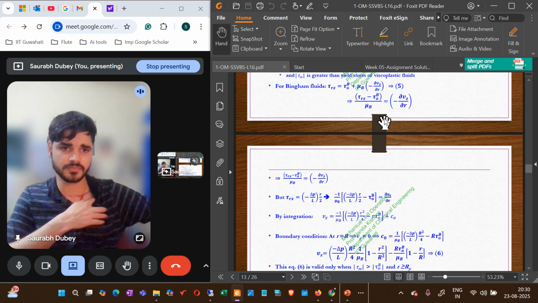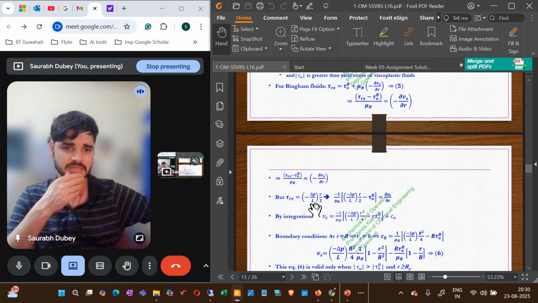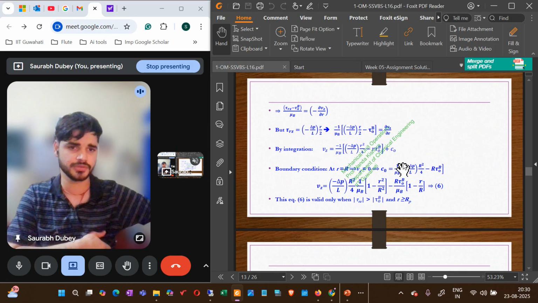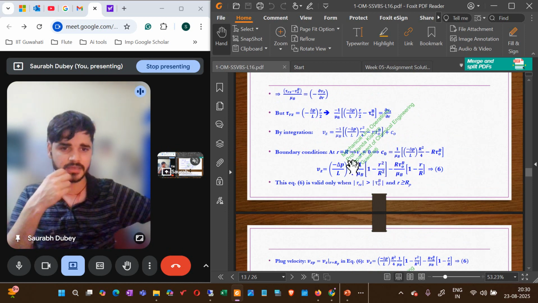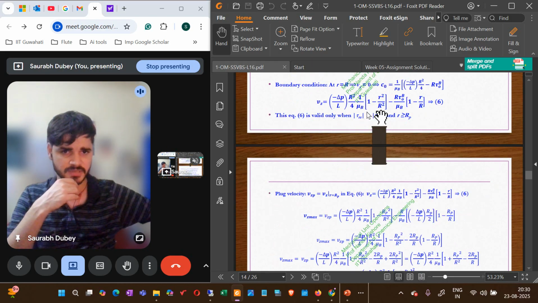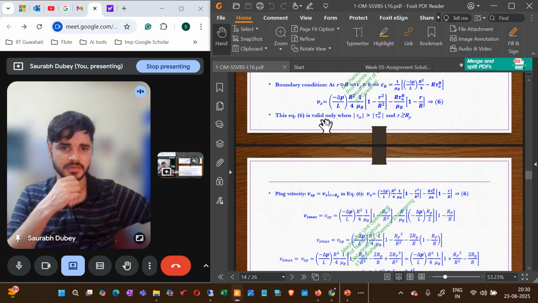So you have this, then you use this del P by L times R by 2, right? And here you had tau RZ minus tau 0 B by mu B, it's this one, right? So this tau RZ you replaced with del P by L times R by 2, and then you started deriving it for Vz. You evaluated C0 through the boundary condition at R equals RP. At R equals R, you have Vz equals 0, and then you calculate C0, and then you calculate Vz, and this Vz is valid only when tau RZ is greater than tau 0 B, right?